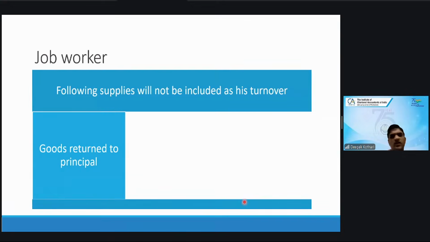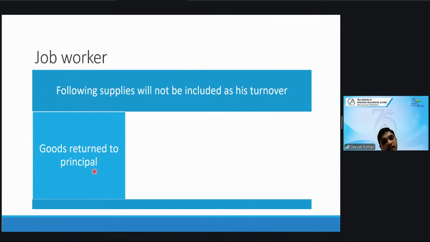Now, job worker. Will the turnover of a job worker, whatever activities a job worker is doing, be his turnover or will it be the turnover of the principal? Following supplies will not be included as the turnover of a job worker. Goods which are returning to the principal. Why? Because he's only holding it for doing some activity and he's not holding it on a principal to principal basis or as an ownership basis.